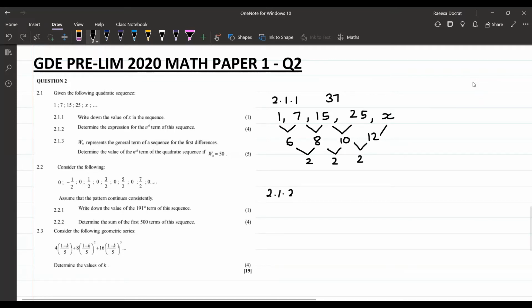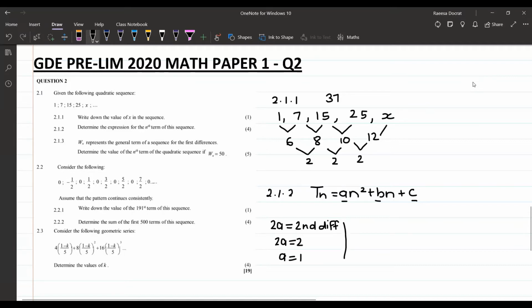2.1.2 says calculate the expression of the nth term. To calculate the nth term, knowing that it is quadratic, we know that it follows the formula an squared plus bn plus c. So we would like to find out what's a, b, and c. To find out what's a, we equate 2a to the second difference. So what we get is 2a is equal to 2, and we have that a is equal to 1.